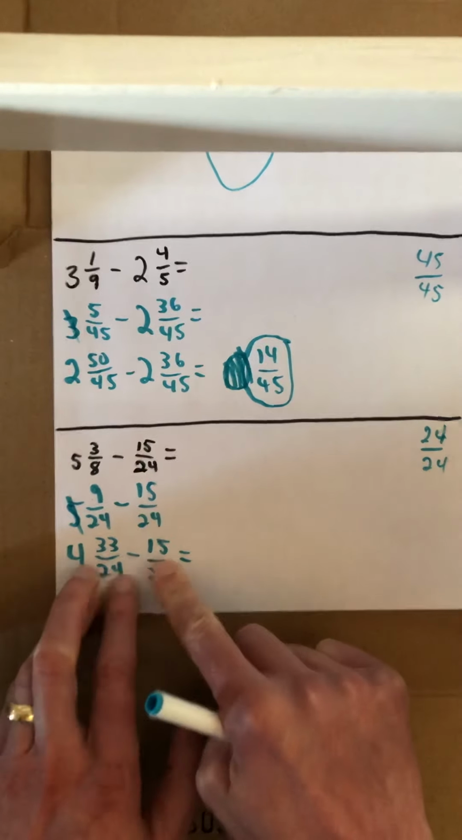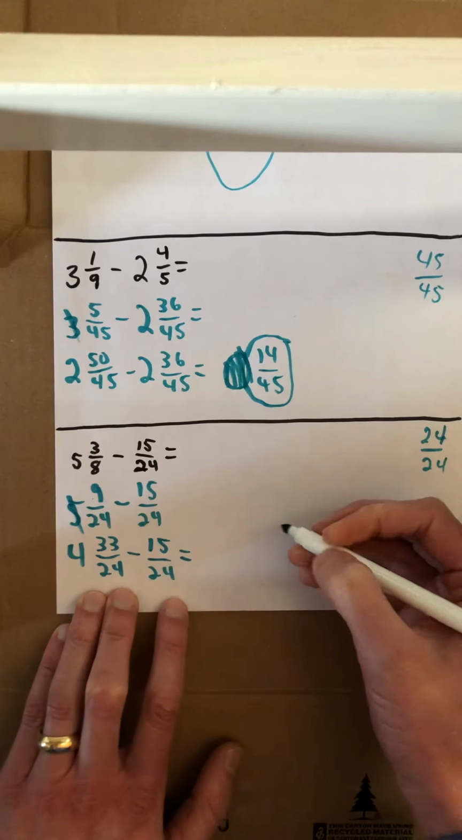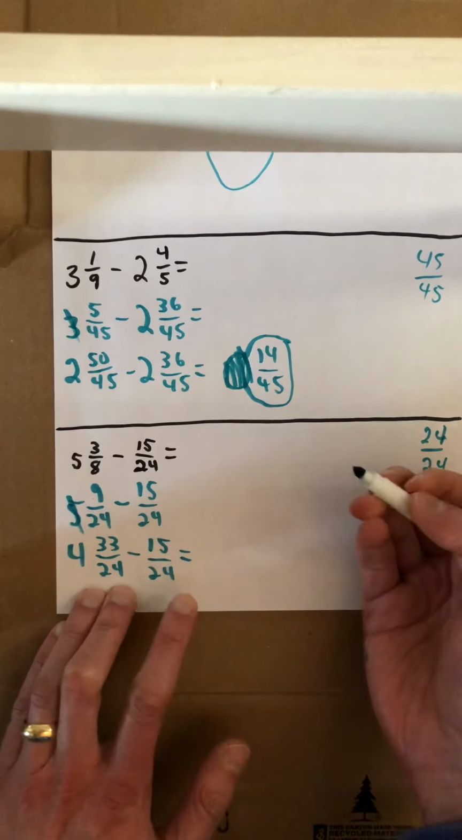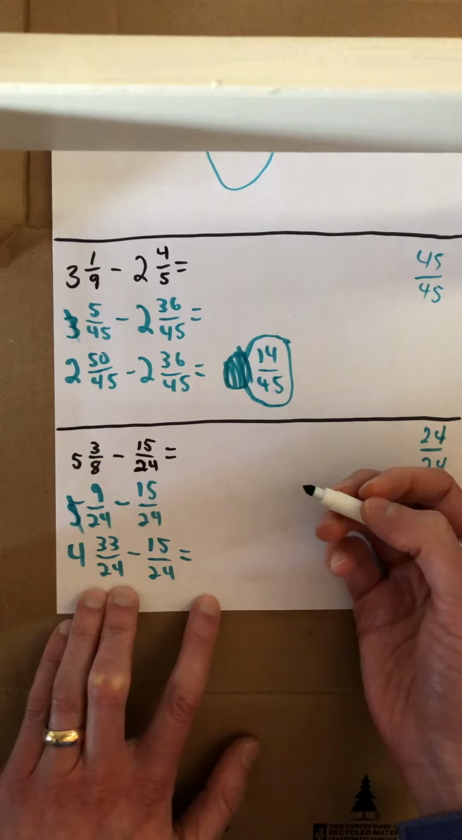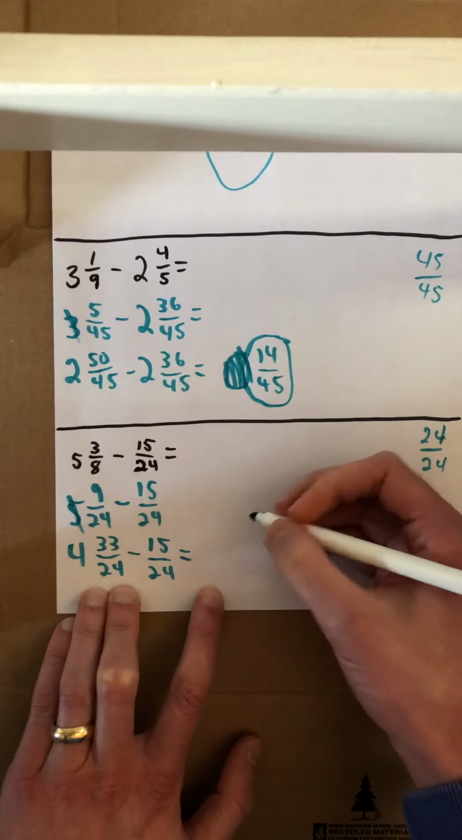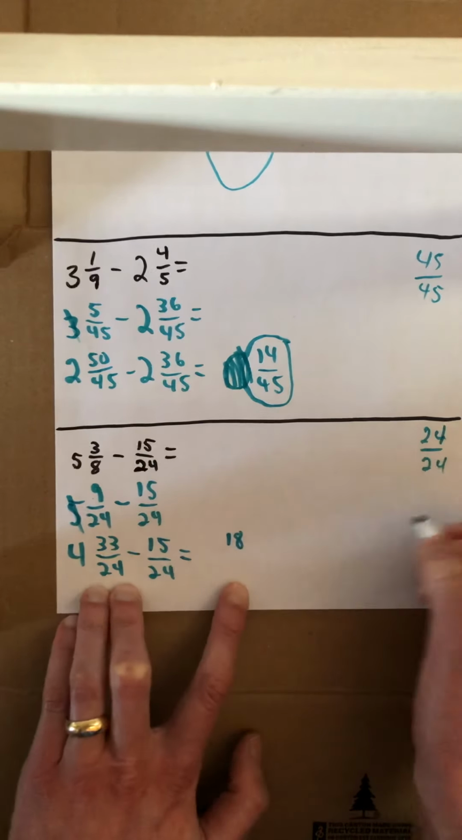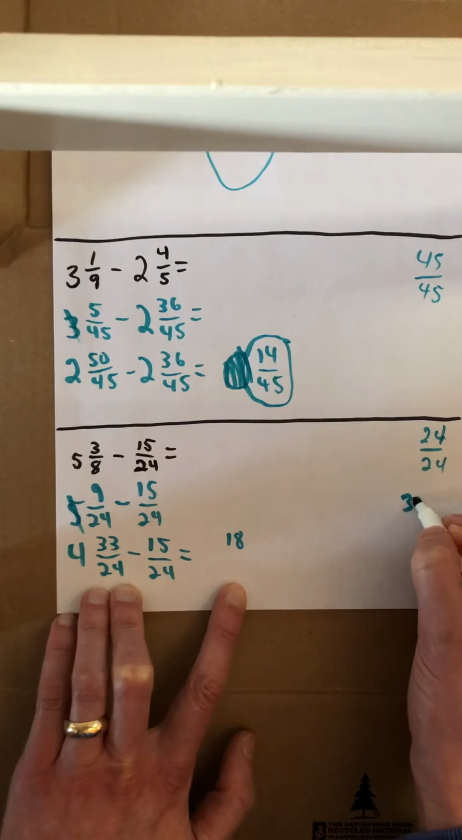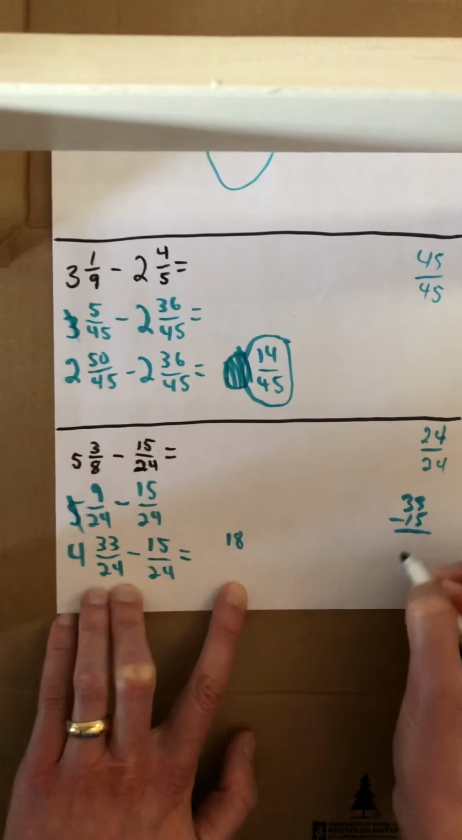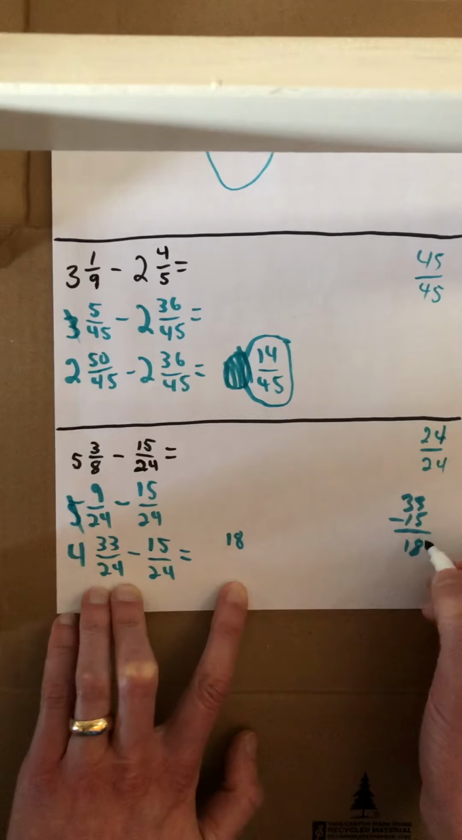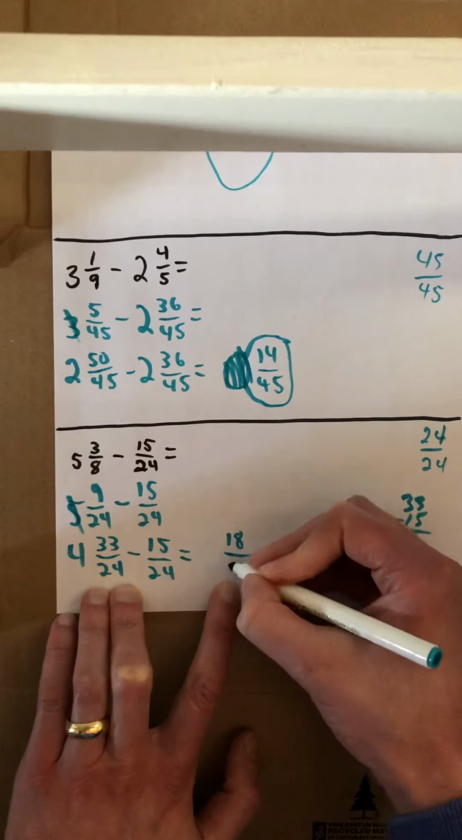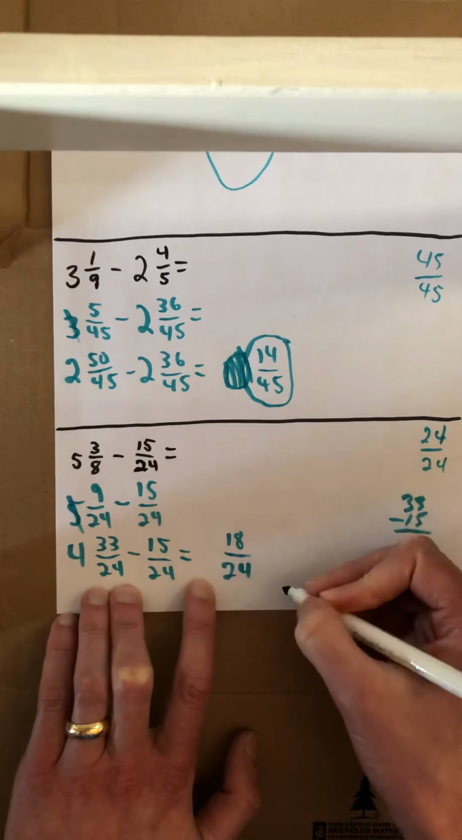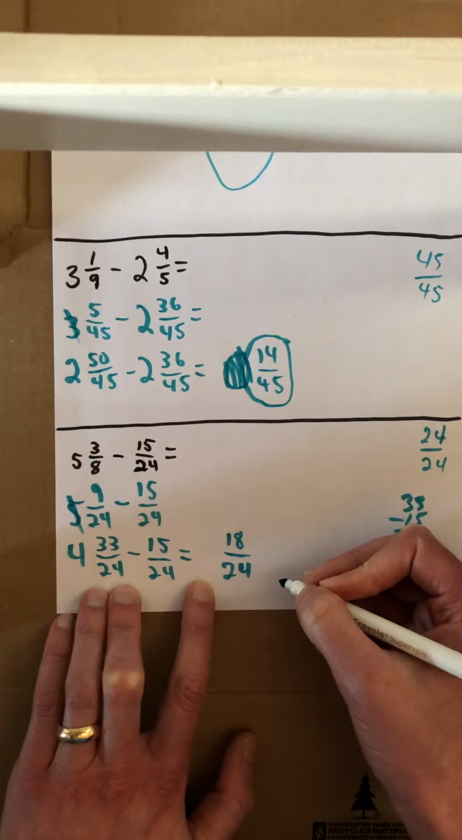Once again, I do the fractions first, so I can think to myself, 33 take away 15. If I know the answer off the top of my head, that's great. I can write it down right away that it is 18. If I need to do it off on the side, that's okay too. 33 take away 15 leaves you with 18. Either way, you got your answer. The denominator is still 24, so that's good too.